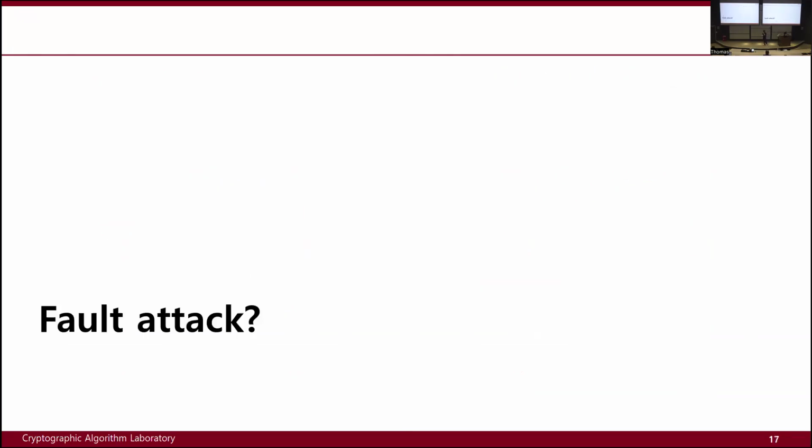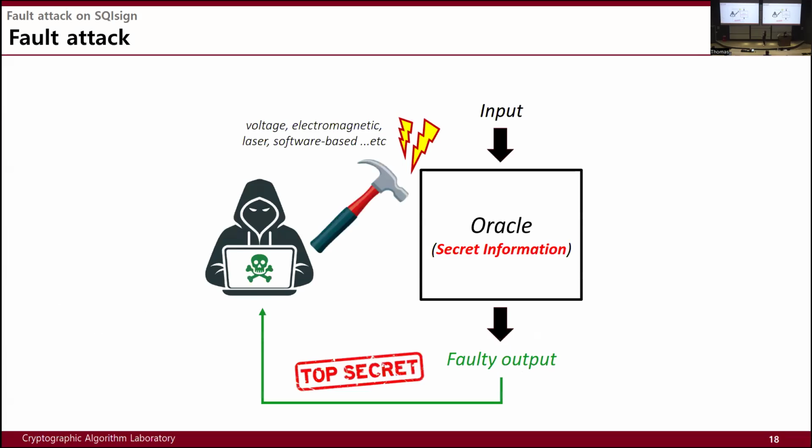So what is a fault attack? A fault attack is the invasive version of the side-channel attack, where the attacker injects a fault into the security oracle by voltage, electromagnetic, laser, or software-based means, inducing a faulty output from which the attacker can extract the secret keys or secret information.